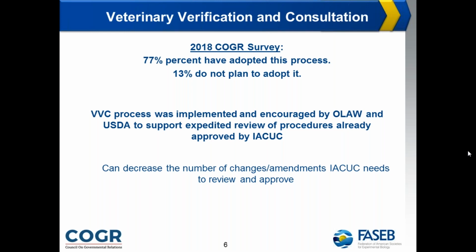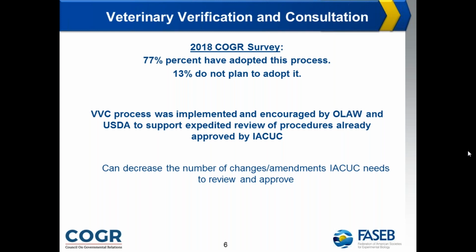So the VVC process was implemented and encouraged by OLA and USDA to support expedited review of procedures already approved by the IACUC. It can significantly decrease the number of changes and amendments the IACUC needs to review because we have this other way of reviewing them that allows the science to keep on going. As the slide says, it's procedures already approved by the IACUC. You cannot add new procedures.